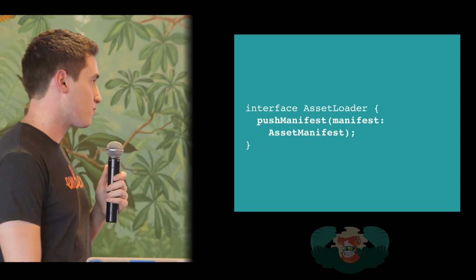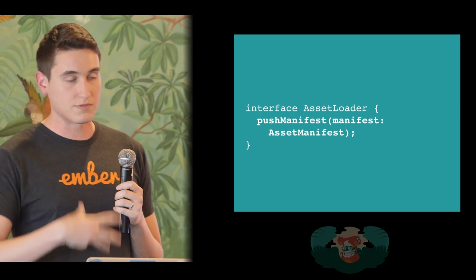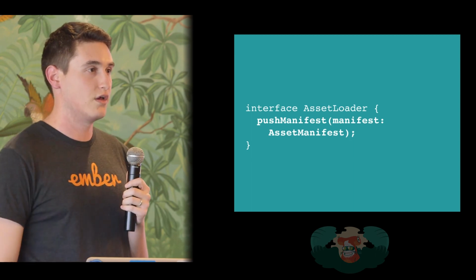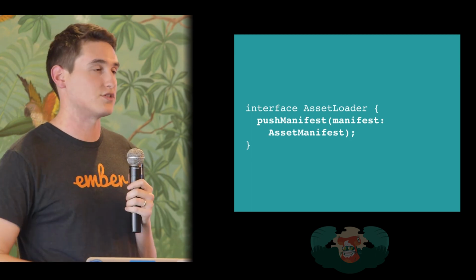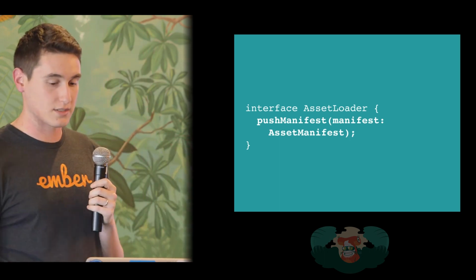So the asset loader has a method. The first one is pushManifest. This basically just says, hey, here is a manifest. Put it into your internal data structure. And so that way, when we want to load bundles later, we can just pass you a string and you'll do all the lookup and loading for us. Make it really easy on us.